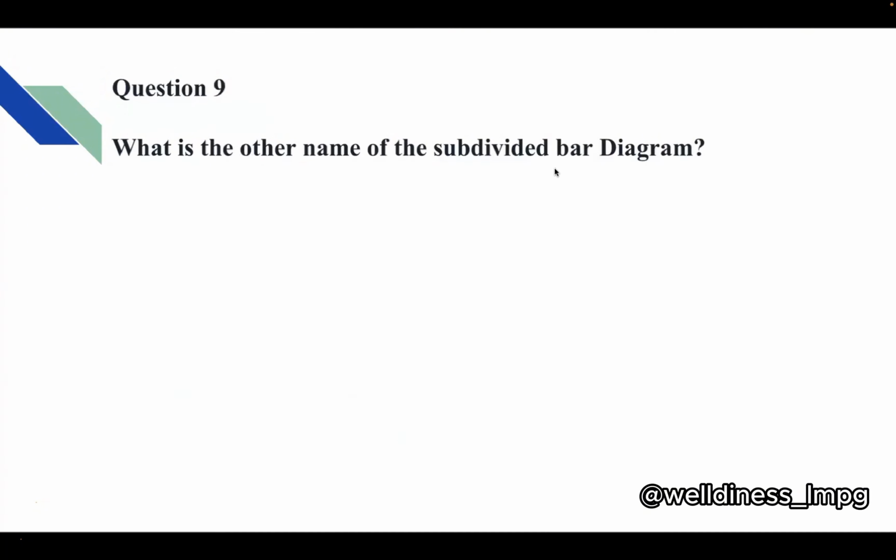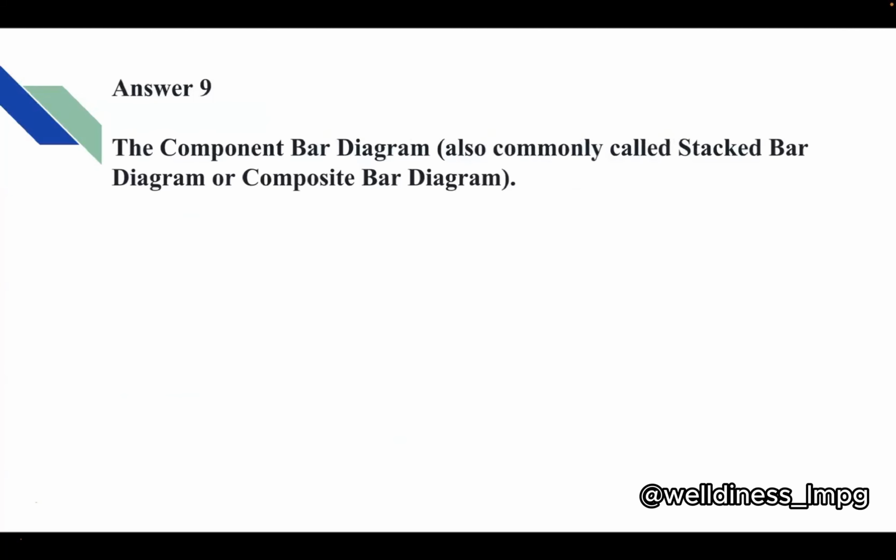So now, what is the other name of subdivided bar diagram? That's bar charts. Bar chart. It is deviation bar diagram. Components. I say stacked bar charts. Components bar diagram. Okay. So the answer is component bar diagram, which is also commonly called stacked bar diagram or composite bar diagram. So you guys have finally gotten one of my questions.